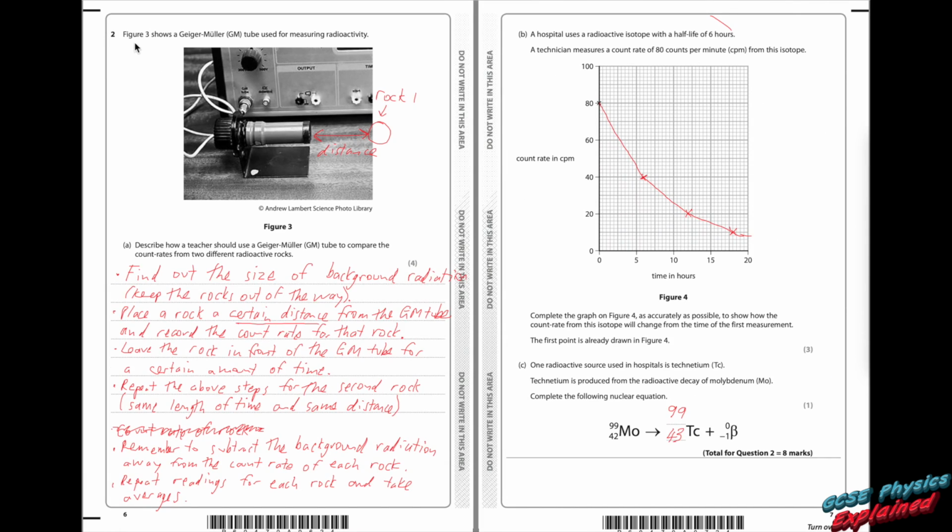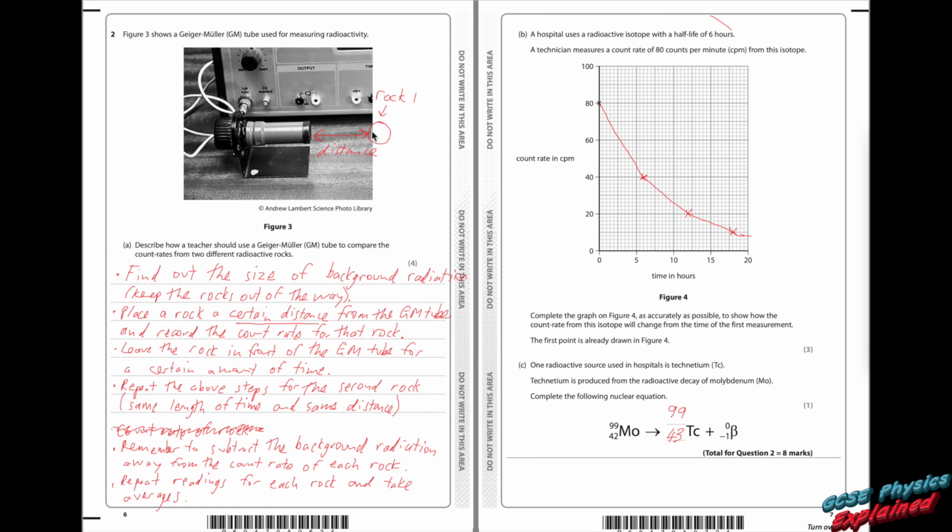Question 2. Figure 3 shows a Geiger-Müller tube used for measuring radioactivity. Describe how a teacher should use a Geiger-Müller tube to compare the count rates from 2 different radioactive rocks. Right, well the first thing we need to do is find out the size of the background radiation. Keep the rocks out the way as you do that.